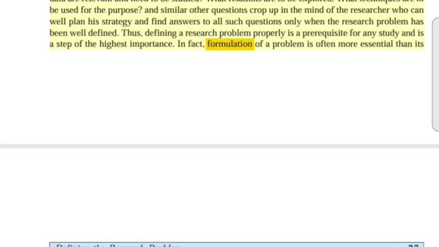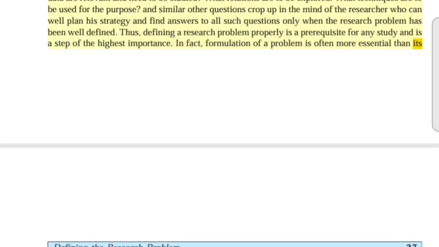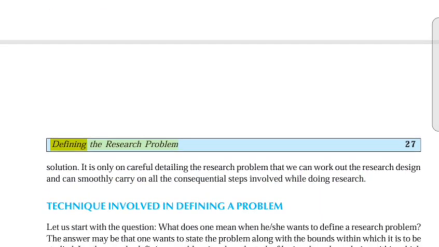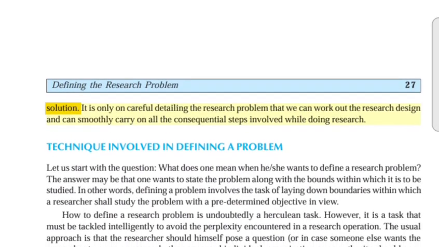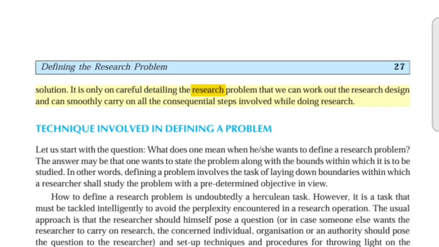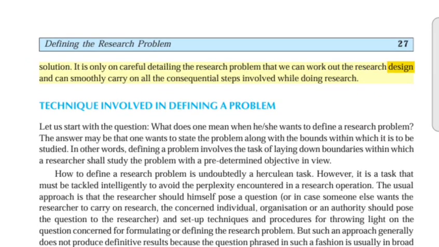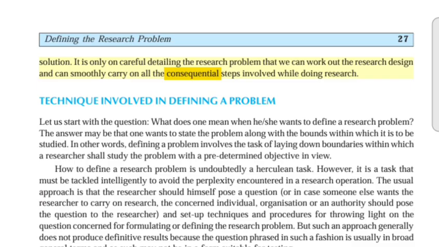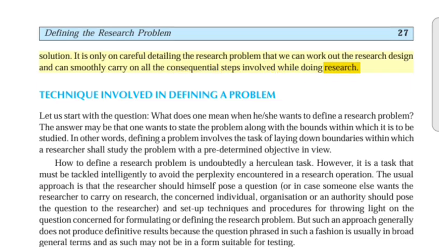In fact, formulation of a problem is often more essential than its solution. It is only on careful detailing the research problem that we can work out the research design and can smoothly carry on all the consequential steps involved while doing research.